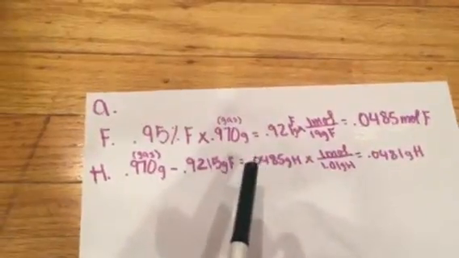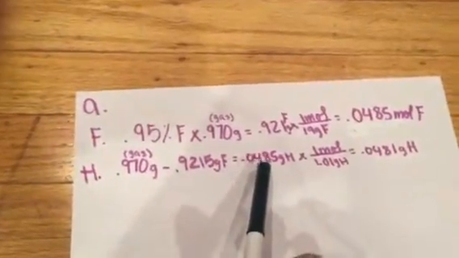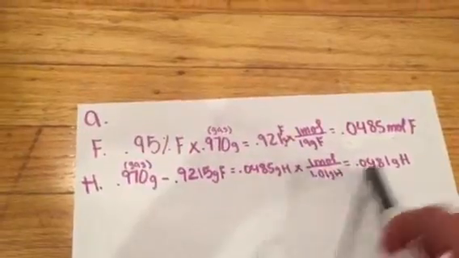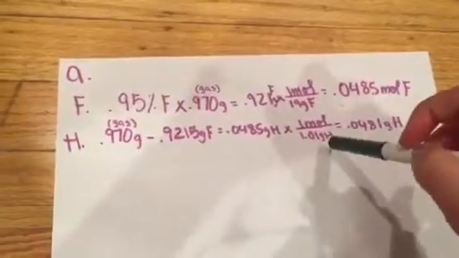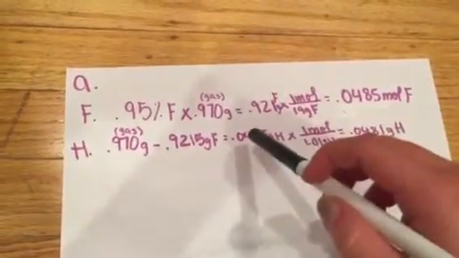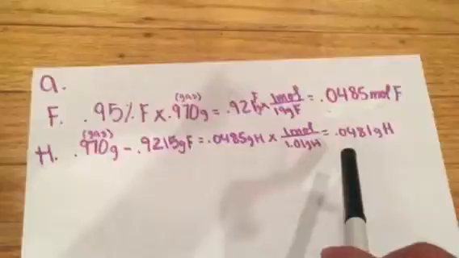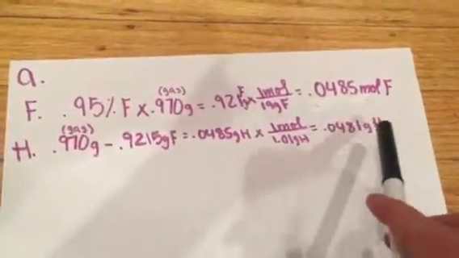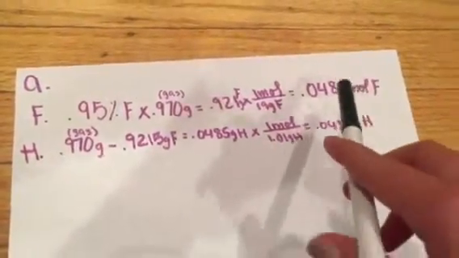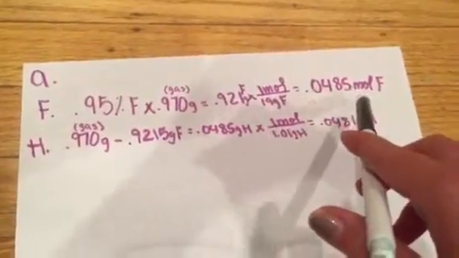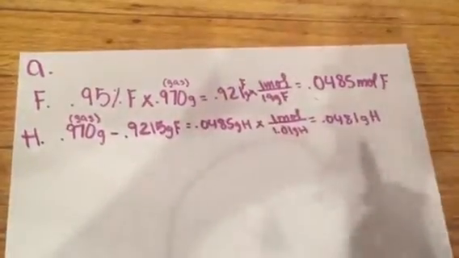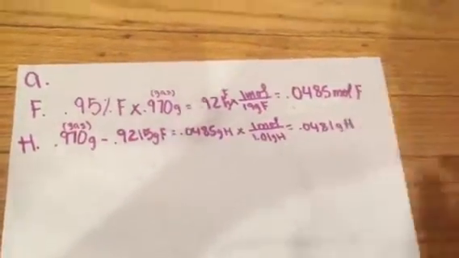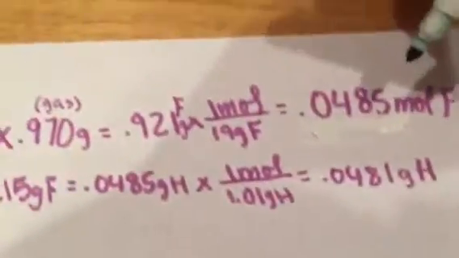When we subtract, we get 0.0485 grams of hydrogen, but we want to convert it to moles. So we're going to put moles on top, grams of hydrogen on the bottom. When we divide these two numbers, we get 0.0481 moles of hydrogen. So to get the subscripts for our compound, we're going to divide both the numbers by the smallest number that we were given, which ends up being hydrogen.